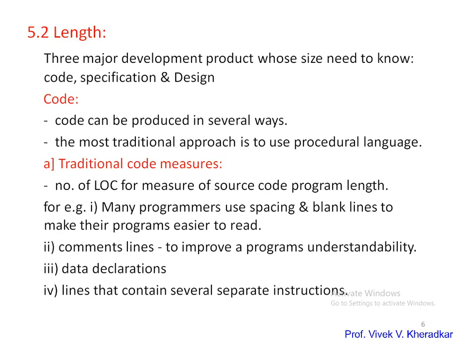If you consider the code, the most commonly used measure of source code program length is the number of lines of code, that is LOC. The straightforward method to measure the length of source code is nothing but the number of lines, that is LOC. But some lines of code are different from others. For example, many programmers use spacing and blank lines to make their programs easier to read. If lines of code are used to estimate the programming effort, then a blank line does not contribute the same amount of effort as a line implementing a difficult algorithm.